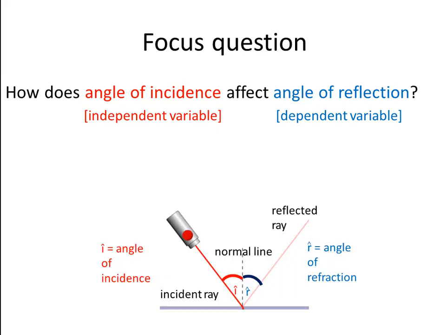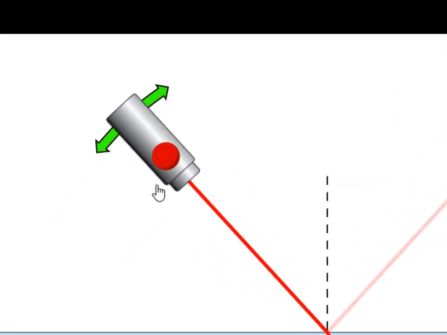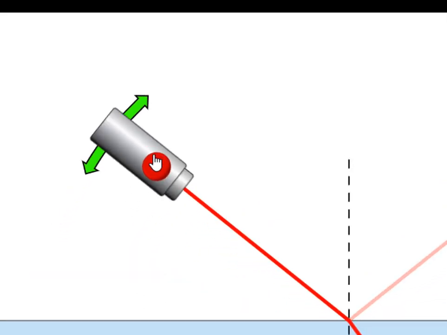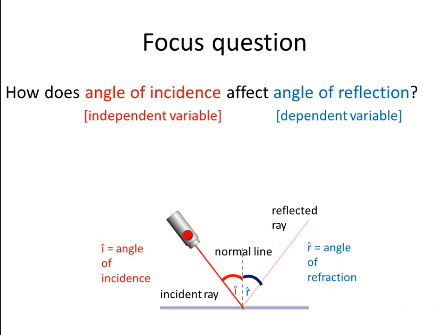We are going to change the angle of incidence. We're going to move this light source in such a way that it makes the light shine more directly or less directly. In other words, have a small angle of incidence or a big angle of incidence. So that is our independent variable. And as we do that, that will affect the angle of reflection. How will it affect it?